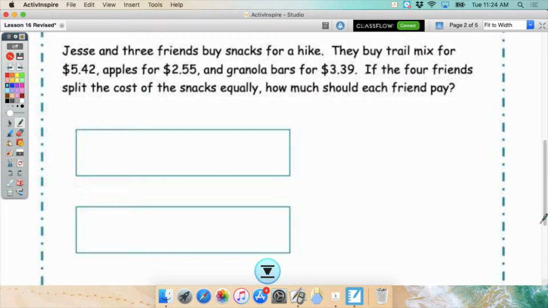Okay. This is the first tape diagram, to organize your thinking. The second one we'll use to solve the problem. Jesse and 3 friends buy snacks for a hike. They buy trail mix for $5.42, apples for $2.55, and granola bars for $3.39. If the 4 friends split the cost of the snacks equally, how much should each friend pay? So the first thing we have to figure out is the total amount for the snacks, right? Okay, so that's our first question mark.